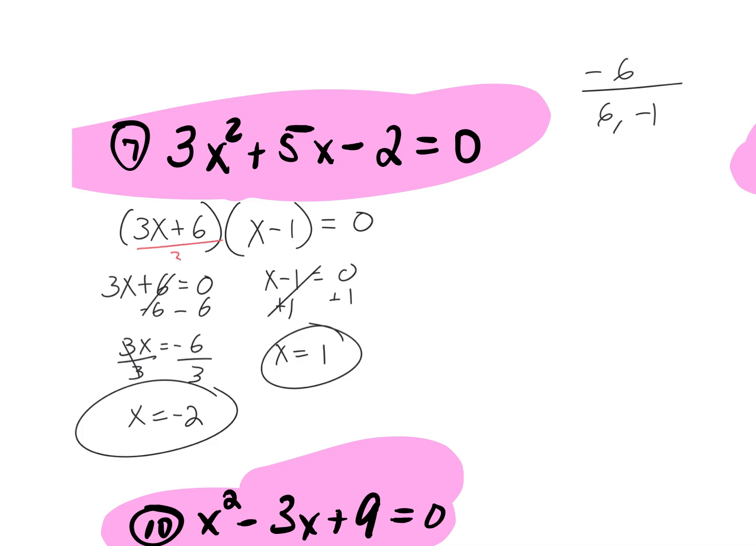Again, this is true whether you simplify the 3x plus 6 or you don't. If you were to have simplified it, you would have been left with a parenthesis of x plus 2. When you set x plus 2 equal to 0 and subtract the 2, you end up with x is equal to negative 2, which is the same thing as we got originally.